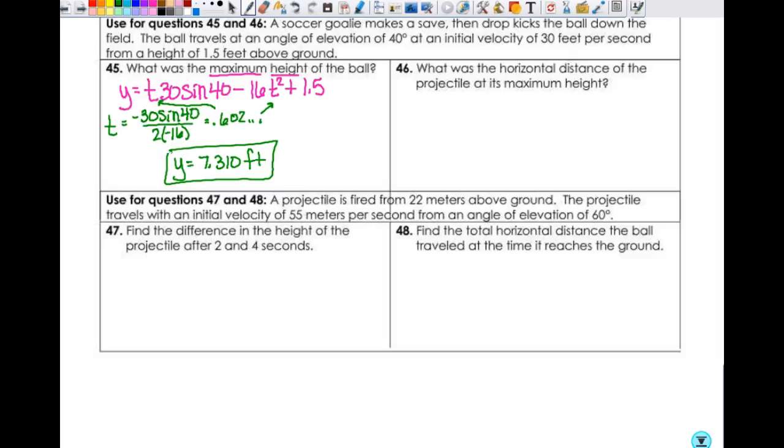It says, what was the horizontal distance of the projectile at its maximum height? So I need my x equation, okay? And I will give you the setup for these. That's going to give me x is equal to that time that I have stored, times 30, which is my initial velocity, times the cosine of 40. Right, so again, I take what's stored in my calculator and substitute it in right there, and you should get that x is equal to 13.849 feet.